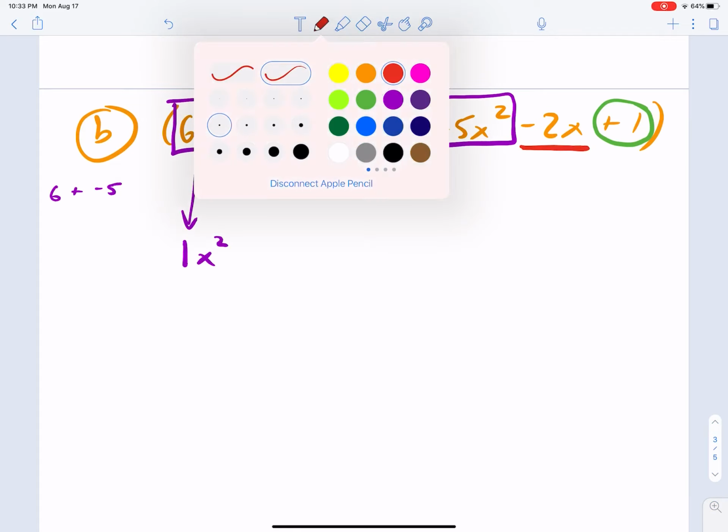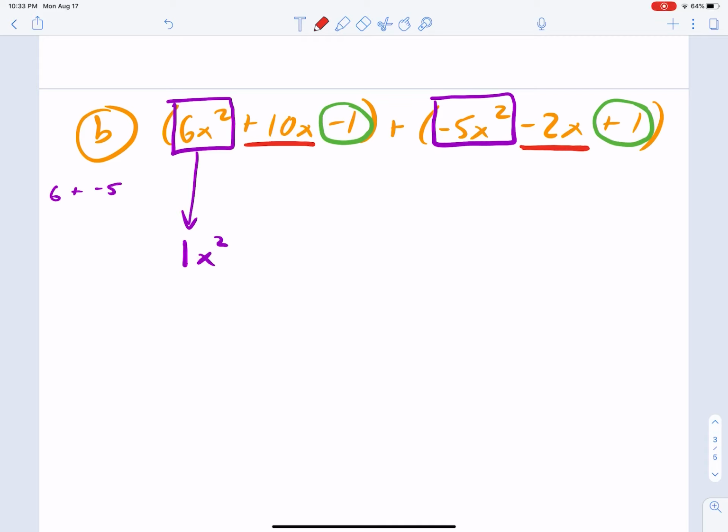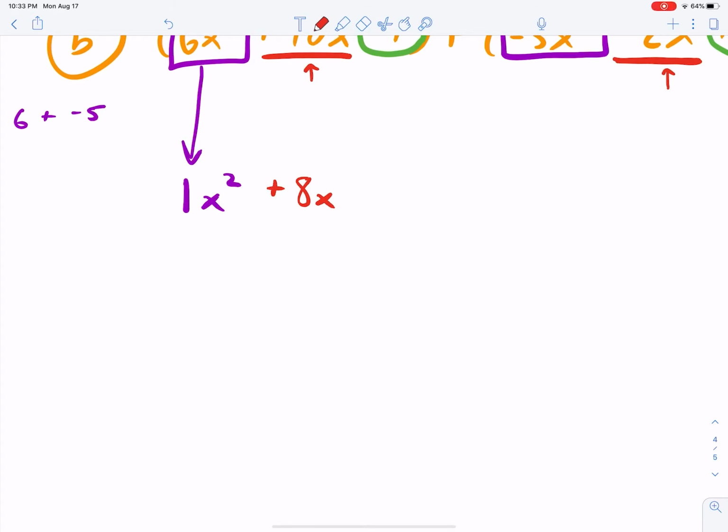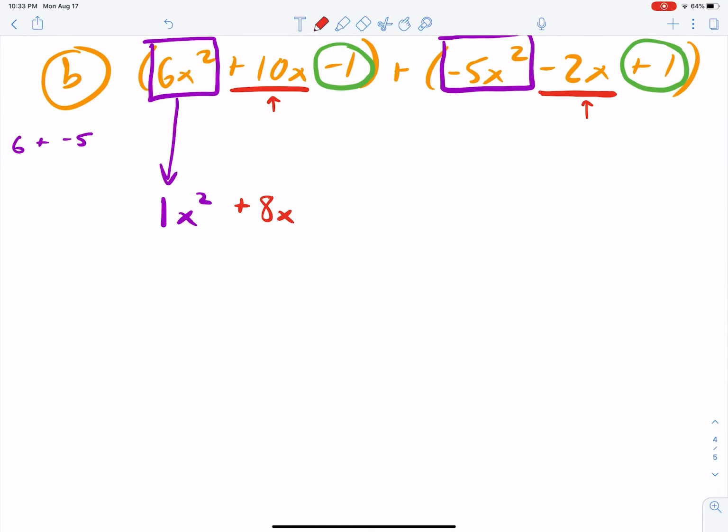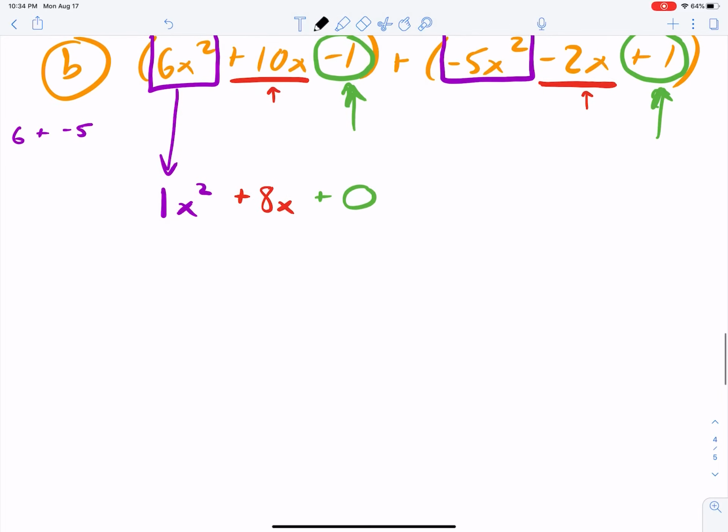Let's take a look at our linear terms. We have 10x plus negative 2x. You have 10 and you take away 2. You're going to be left with 8 more. You keep the sign of the larger number. And then negative 1 plus 1. They're exact opposites of each other. So if you have $1 and then you spend $1, you're going to have 0 left, but who writes 0, right? So really your final answer is just x squared plus 8x.